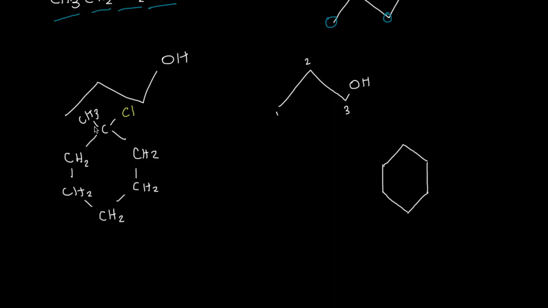And now we have accounted for this carbon, this carbon, this carbon, this carbon, this carbon, and finally this carbon right over here. There's 6 carbons in the ring. It's a hexagon. Now we have 2 other things over here. We have another CH3, a methyl group, and we have a Cl, a chloride. It's a halide attached to it.